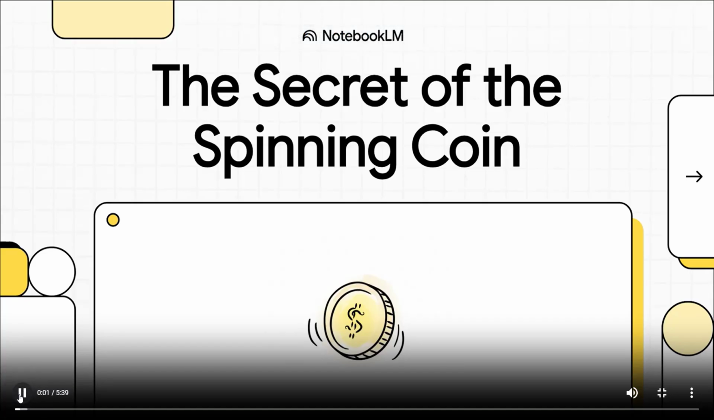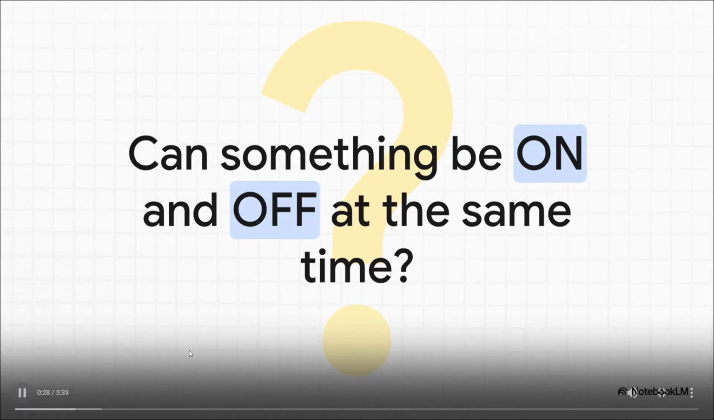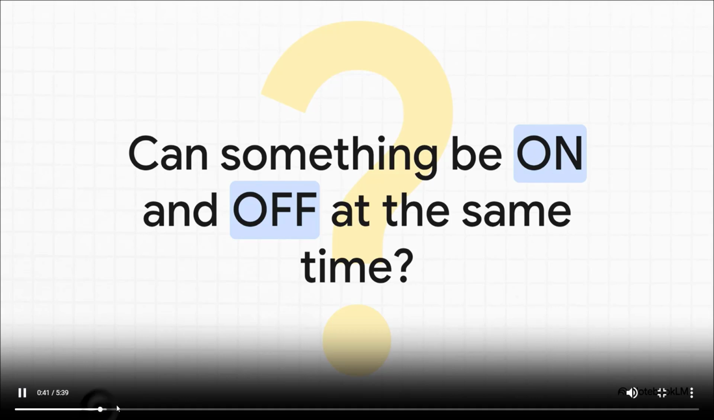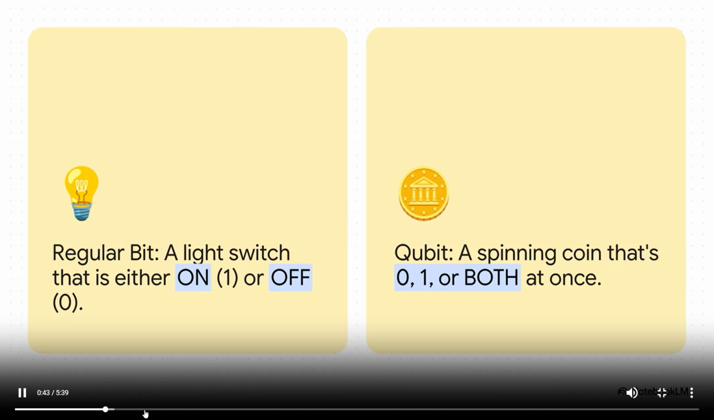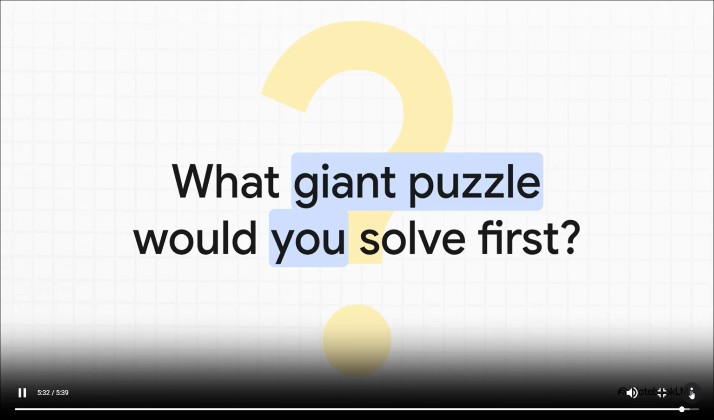Have you ever wondered if something could be two things at once? And I don't mean like a spork. I'm talking about two opposite things at the exact same time. Sounds impossible, right? Well, today we're going to uncover a secret from the world of quantum computing that does exactly that. So, let's dive in. So let's just start with that big kind of brain-bending question. Can something be on and off at the same time? You know, in our everyday world, the answer is a hard no. A light is either on or it's off. To really get this, quantum version called a qubit. Giant, world-changing puzzle would you try to solve first?